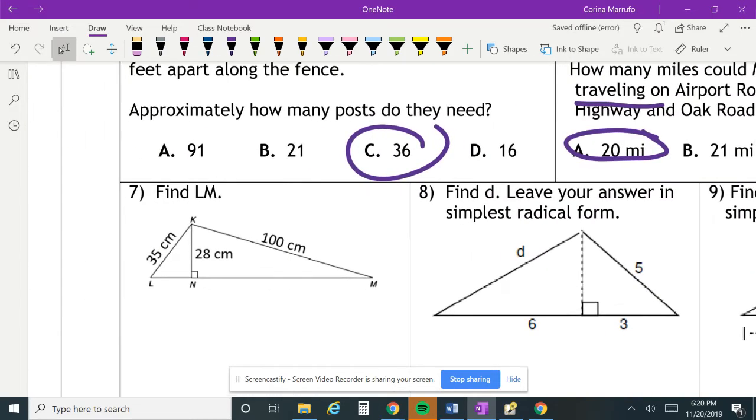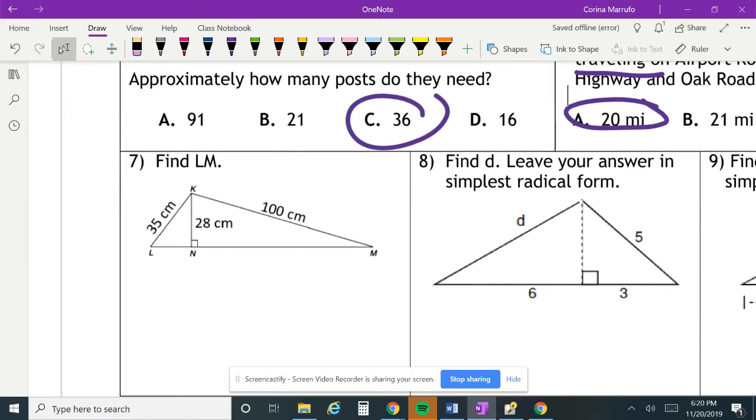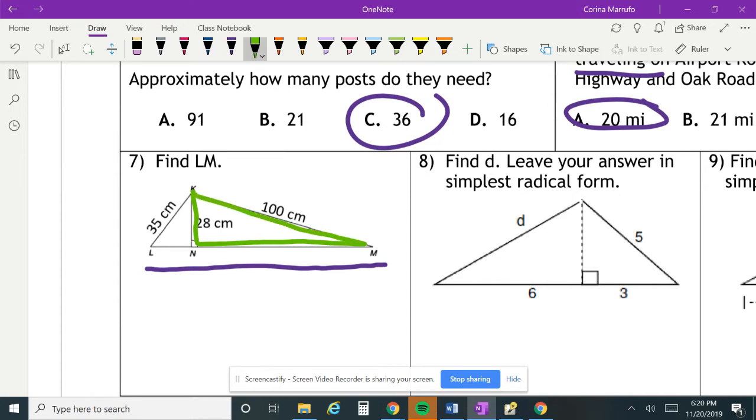All right, this next one tells us to find LM. So they want us to find the distance from here to here. Okay. Now, if you notice, we have 2 separate right triangles. I have one right here, and then I have one on this side. And they want us to leave it in simplest radical form.